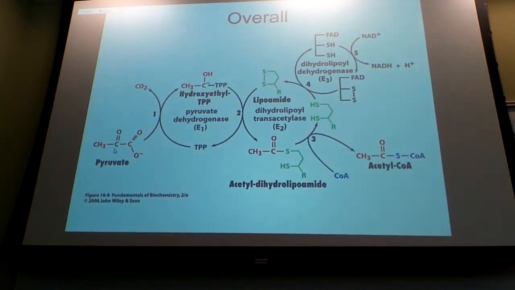So pyruvate comes in, gets decarboxylated, and the last two carbons get covalently attached to E1 as that hydroxyethyl group. Then that gets transferred to my lipoamide of E2. So here's my acetyl group. Then that gets transferred to coenzyme A. So there's my acetyl coenzyme A. But now this is still reduced, so we have to oxidize it. So E3 comes in, we'll oxidize it back. And then this ends up being reduced, and we reoxidize that. So we shuffle some electrons around, we'll eventually end up in NADH.